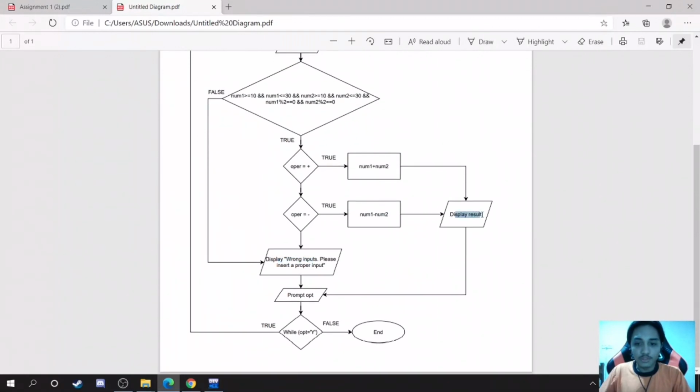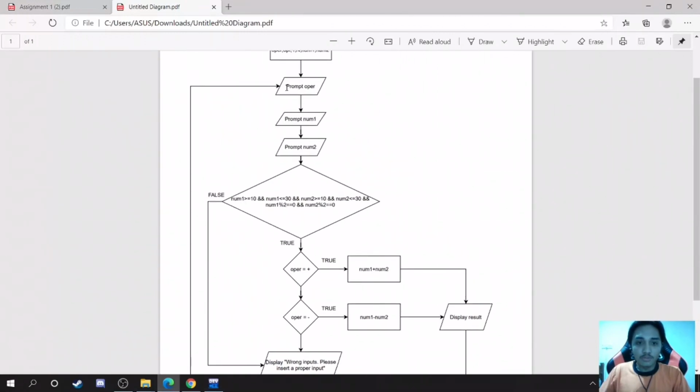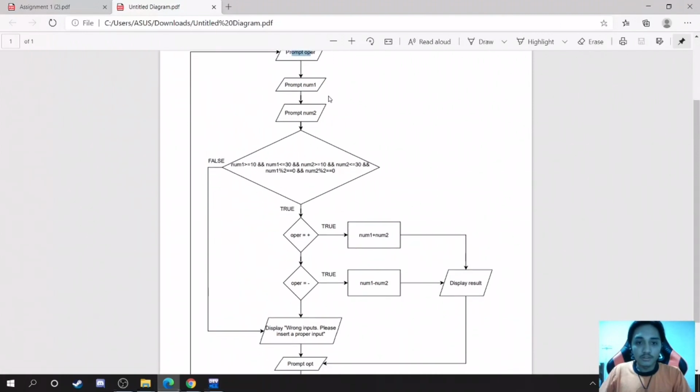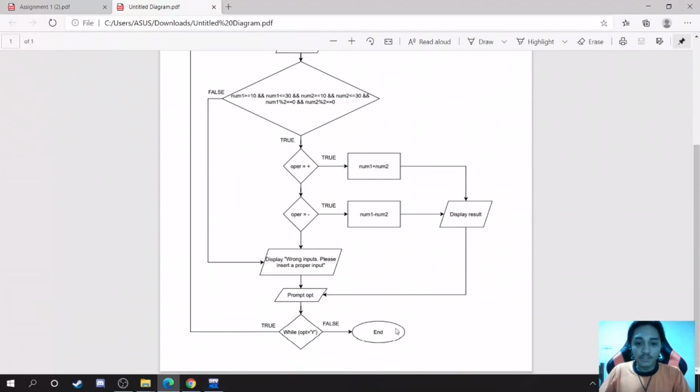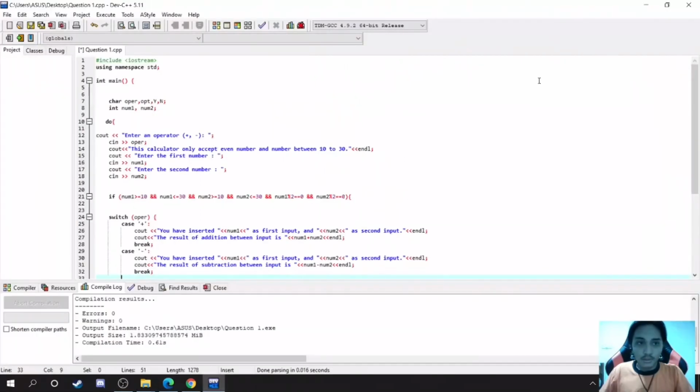So after displaying the result, or after displaying the wrong input, it will prompt the user with an option whether they want to continue with a new calculation or just end the program. If it is y, then it will prompt the operation for a new calculation and repeat the whole process again. And if it is false, then it will just end the program. Now for the last part, the program itself.